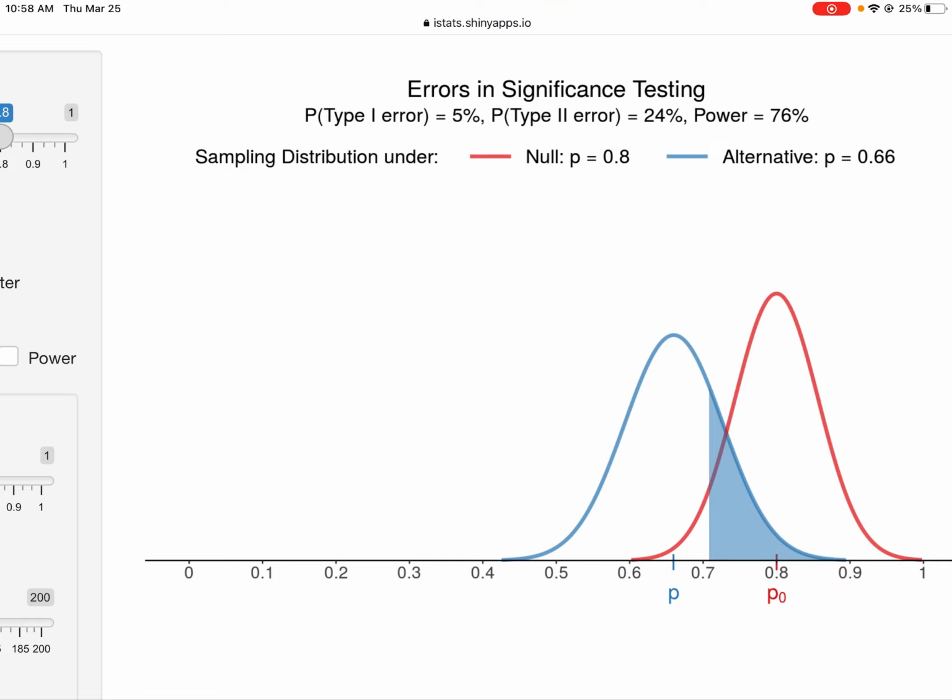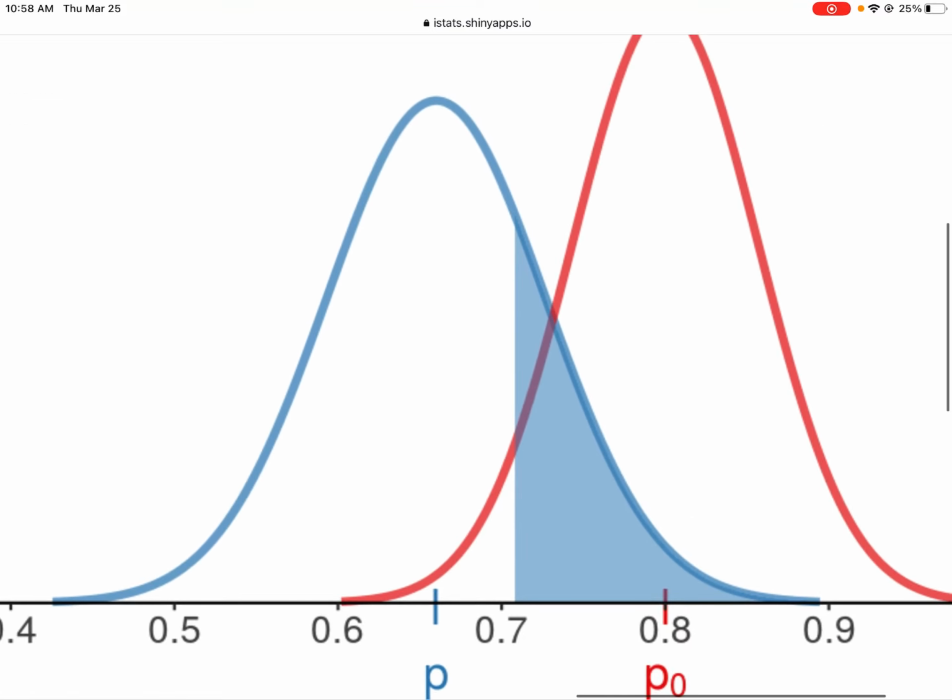So the region to the left of the blue region is what we call the power. That is what the 76% is. That is the probability of making a good decision. So in this case, the probability of making a good decision is higher than the probability of making a bad decision, which is good, right? We want a good decision, not a bad decision.